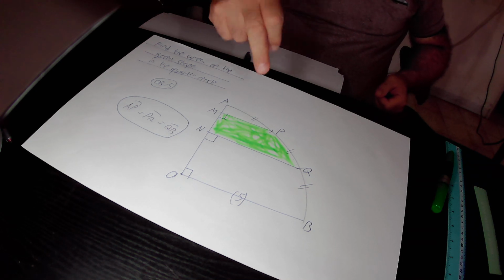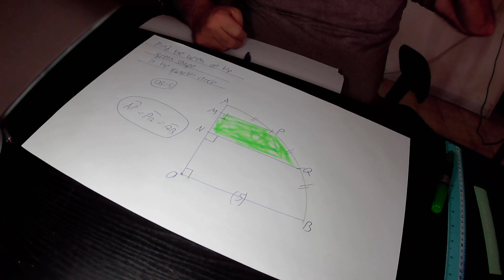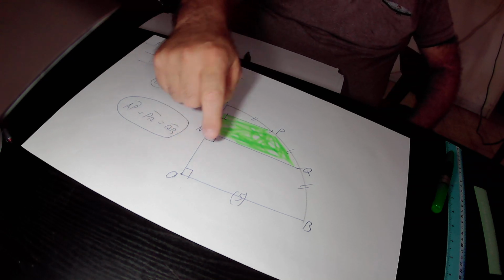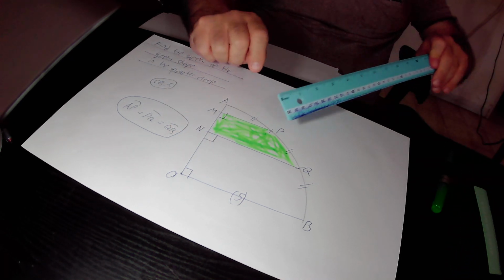Again, our mission is to find the area of this green shape. So, in order to find the area of the green shape, we will do a construction, that is to say, we join points O and P together by a straight line.